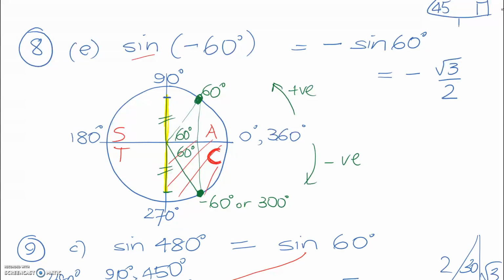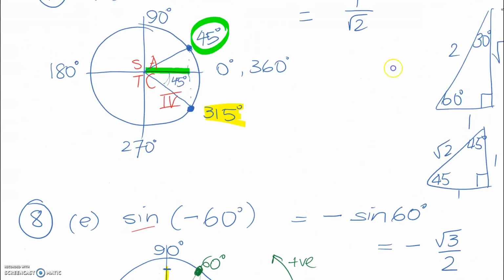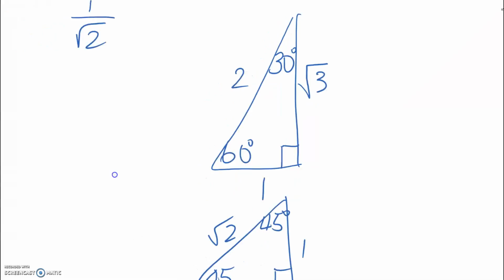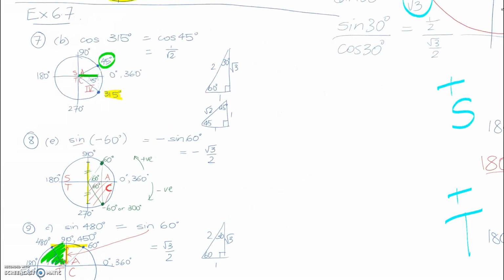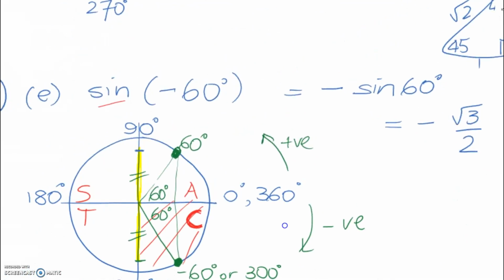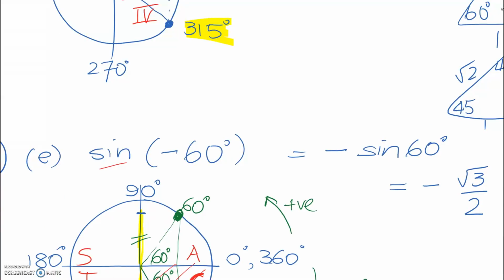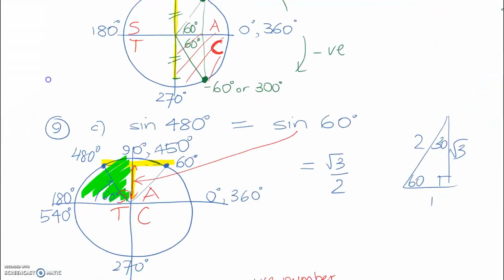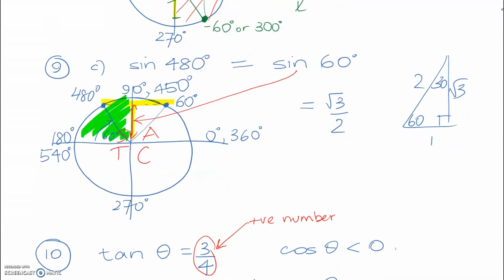So if I want to know what sine 60 is, we go to one of our special triangles. There it is here. What's sine 60? Opposite over hypotenuse. Root 3 on 2. So let's bring that back. So that means that sine minus 60 is minus sine 60, which is minus root 3 on 2. So there's a couple of early ones. Here's another one. I'll just let that sit there, and you can look at it and pause it if you need to.